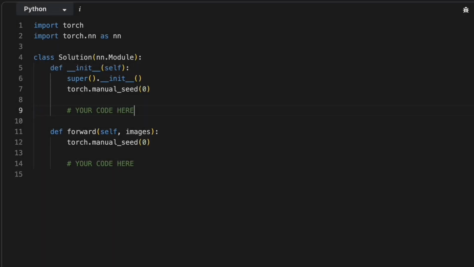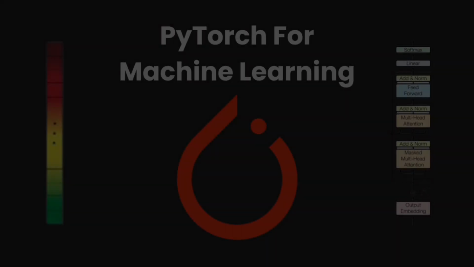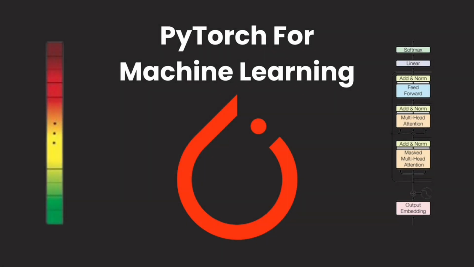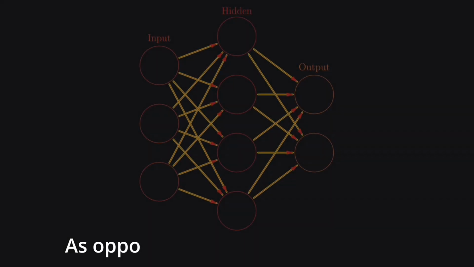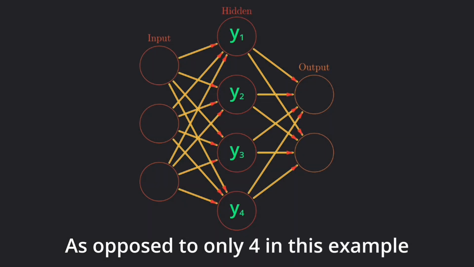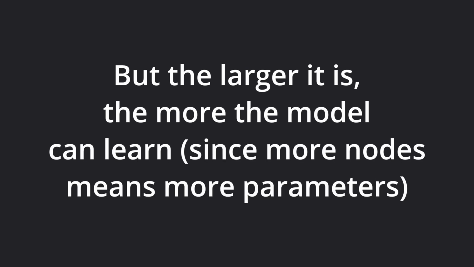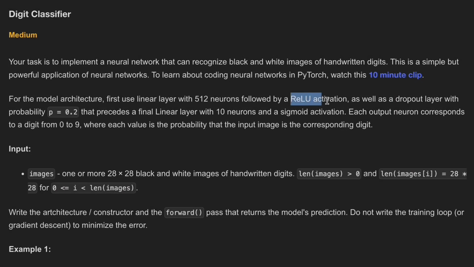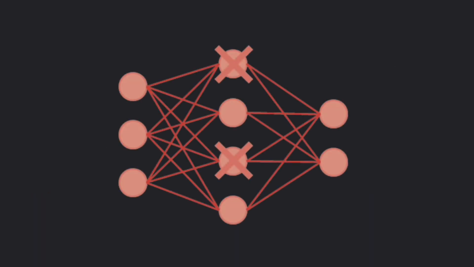Let's get started with the implementation. While we're writing the code, I'll point out and go over the PyTorch specific details as well. First, the problem description. We're asked to use an initial layer with 512 neurons as opposed to only 4 in the example we had. Side note, this number is arbitrary, but the larger it is, the more the model can learn. We'll use a ReLU activation and a dropout layer, and if you're not familiar with those, don't worry, we'll briefly go over those later in the video as well.